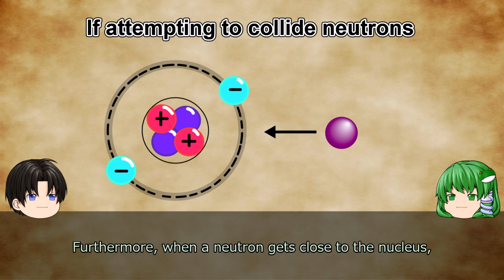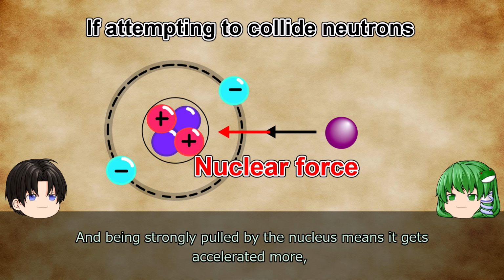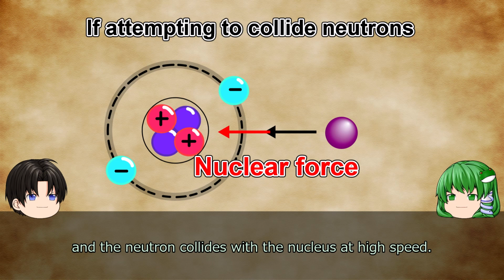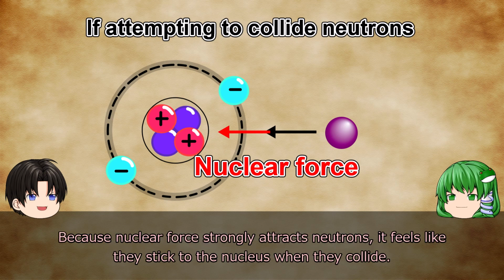Furthermore, when a neutron gets close to the nucleus, it gets strongly pulled by the nuclear force and is drawn towards the nucleus. And being strongly pulled by the nucleus means it gets accelerated more, and the neutron collides with the nucleus at high speed. Subsequently, the neutron is absorbed into the nucleus. Because nuclear force strongly attracts neutrons, it feels like they stick to the nucleus when they collide.